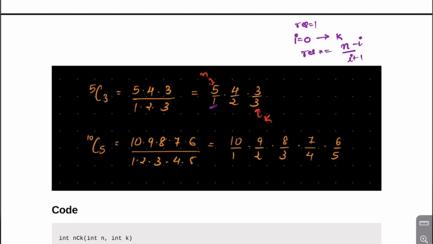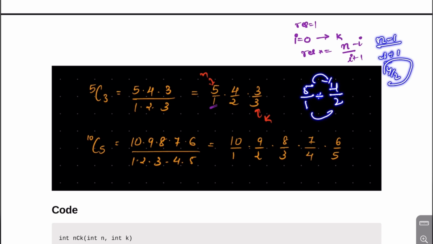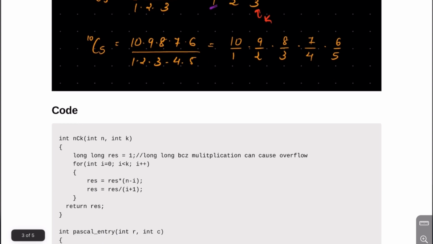Then for i equals 1, this would be n minus 1 upon 1 plus 1, which is 4 by 2. So for the first iteration, I'll get 5 by 1. Then in the second iteration I multiply with 4 by 2, where the numerator is decremented and the denominator is incremented. In the third iteration, I multiply with 3 by 3. So I can write a simple for loop, and that's what I'm going to do.